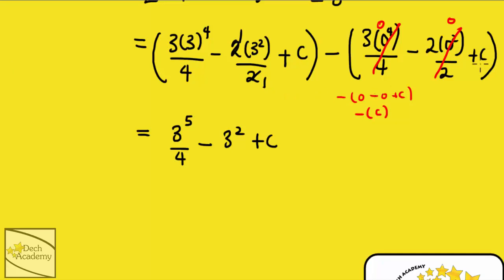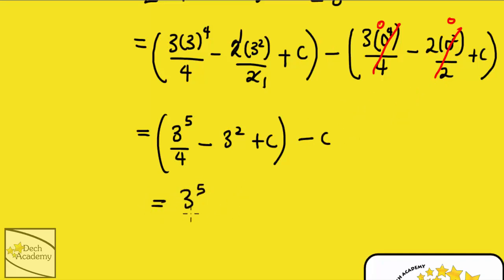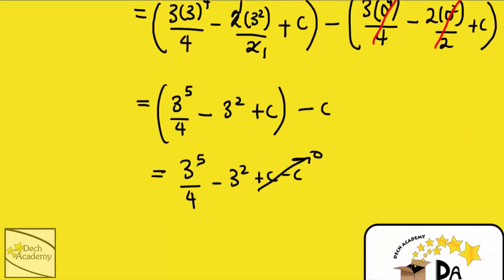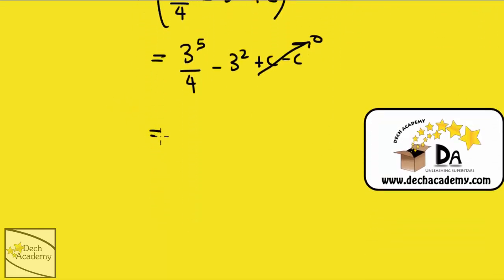So we have this minus c, which is equal to 3 to the 5 over 4 minus 3 squared plus c minus c, and c minus c is 0. Arbitrary constants always cancel out when you're finding definite integrals. And that is equal to 207 divided by 4.